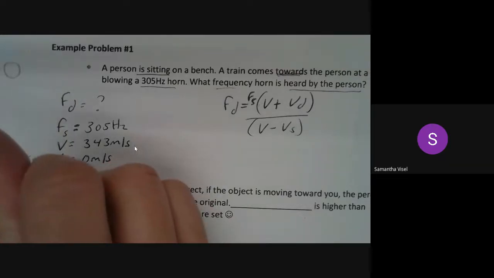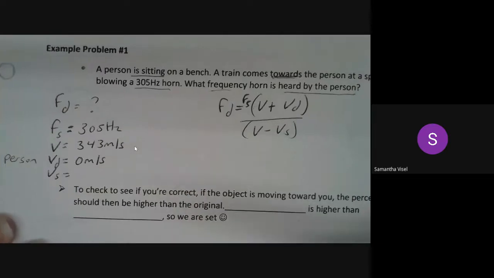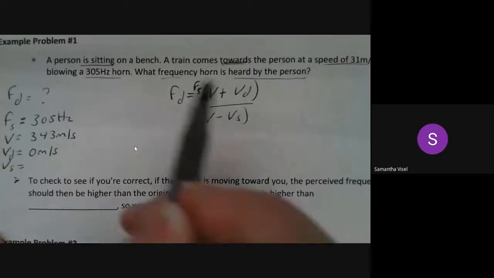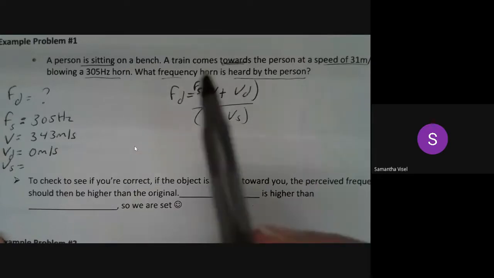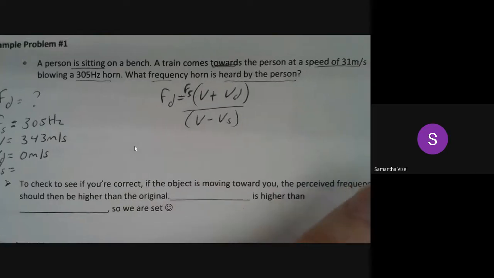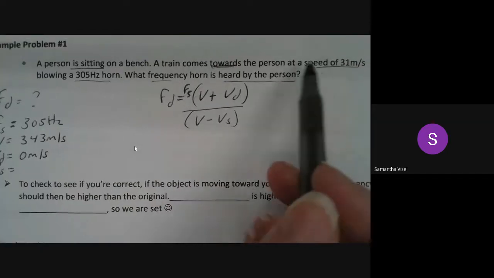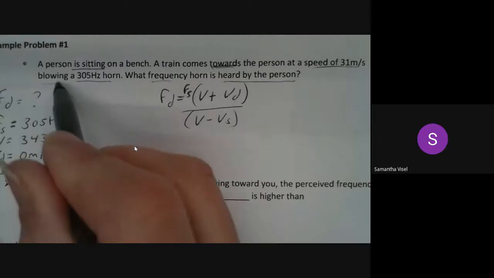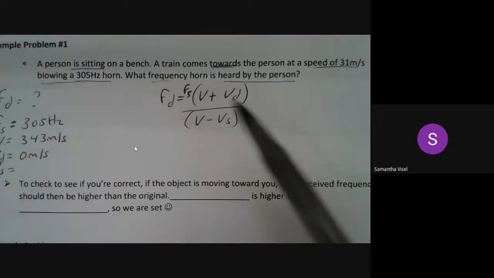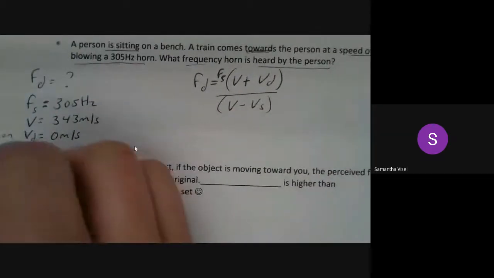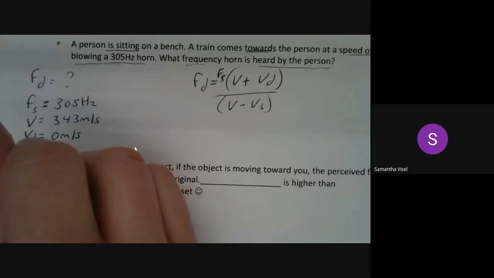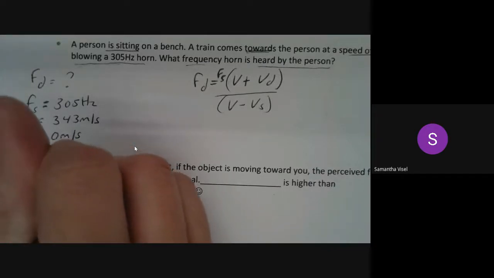Vs is the source. How fast is the source moving? So that's whatever makes the sound. So a horn makes the sound. So what is the horn attached to? Where's the horn coming from? So I have a train coming by the person at a speed of 31 meters per second blowing the horn. So it's the train blowing the horn. So it's the train's horn making the noise. So how fast is the train going? 31 meters per second.